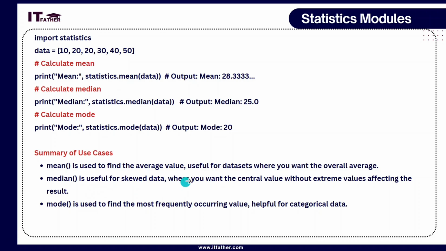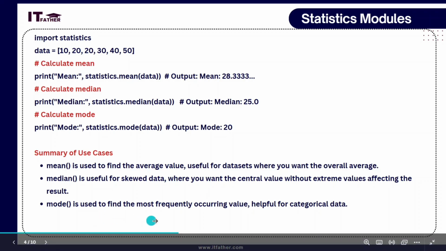The mean is used to find the average value, useful for data sets where you want the overall average. Median is useful for skewed data where you want the central value without extreme values affecting the result. And mode is used to find the most frequently occurring value, helpful for categorical data.